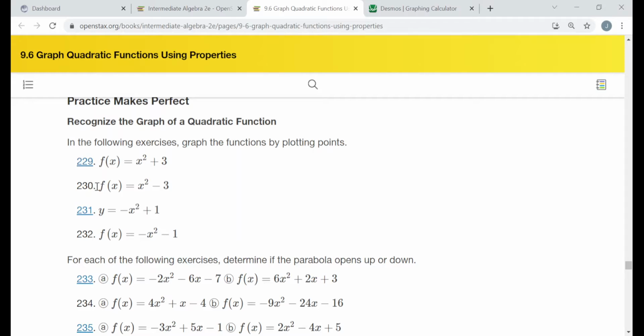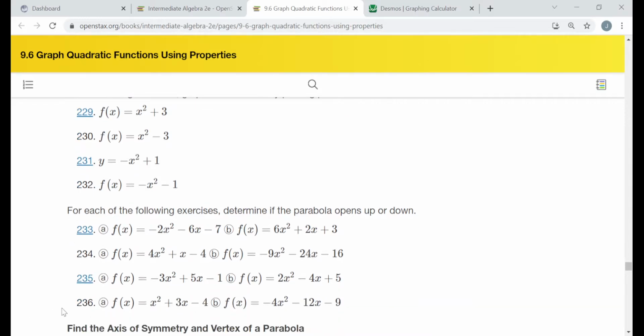I will also have timestamps for each of these examples in the description of the video. You'll see example 1 timestamp, that'll be for number 230. Example 2 will be for number 232. Example 3 for 234, and example 4 for 236.